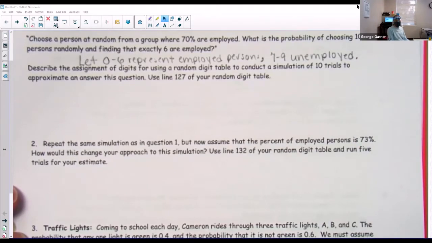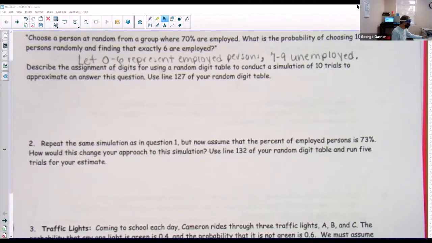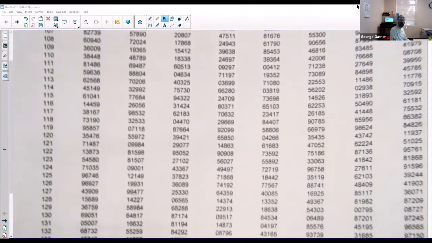We just described it. And we're going to conduct a simulation of 10 trials, all right? So we're going to have outcomes for 10 different trials, and we're using line 127 of your random digit table. Okay, so if you have one handy, go ahead and grab it. There it is.